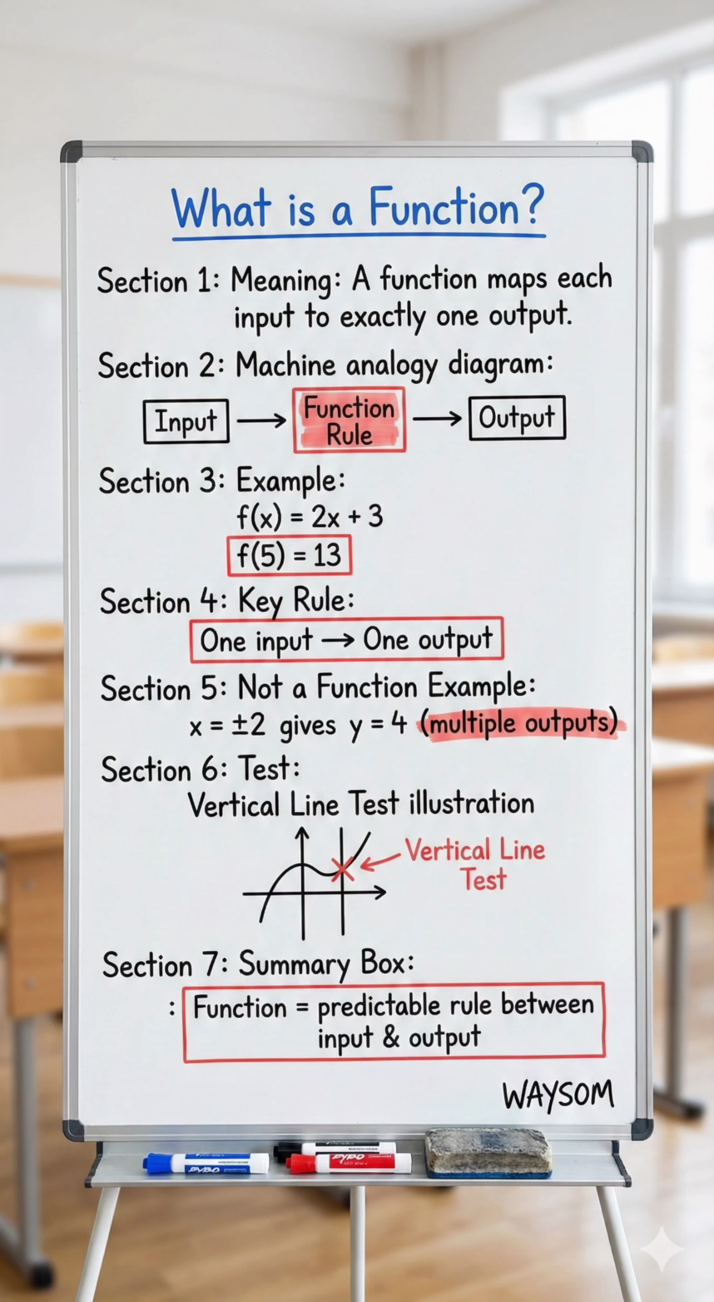Finally, look at the graph test at the bottom, the vertical line test. If a vertical line touches a graph at more than one point, it is not a function because it means one x value gave multiple y values. So from this board, you see three things: the meaning, the working example, and the test that confirms whether a relation is a function.